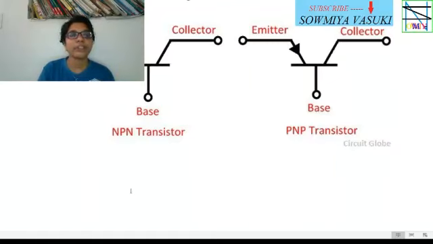In an NPN transistor, the P base is connected to the positive charge carrier. So here the current flows in the direction from base to emitter, and here the current flows from emitter to base. That is a PNP transistor.